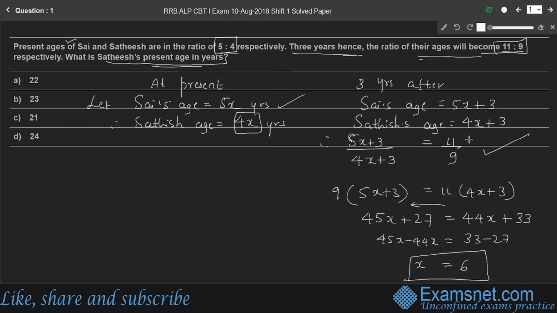Therefore, Satish's present age is 4x years. So 4 into x, which is 6, is 24 years. 6 into 4 is 24. Therefore, his present age is 24 years. Option D is the right answer.